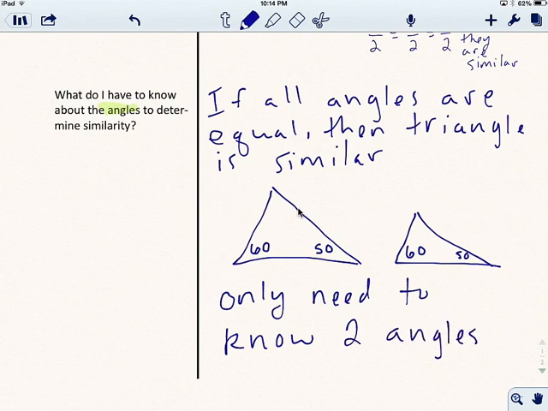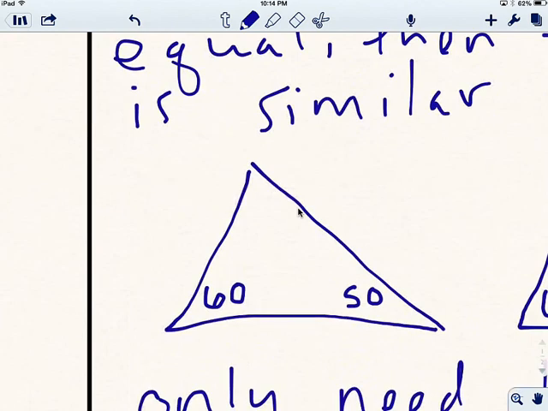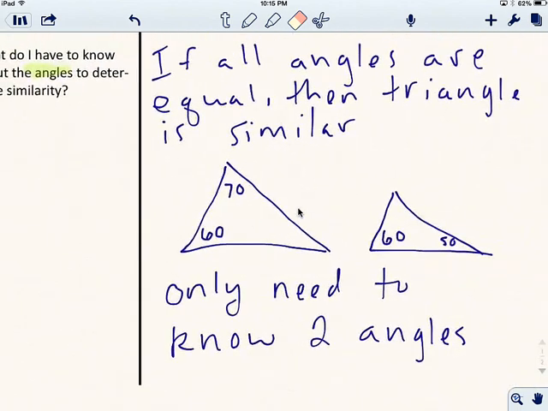Okay, now they're going to make it a little bit trickier, okay? And here's what they're going to do. They're going to give you, and this is in Khan Academy, all right? So I want to get you guys ready to do that Khan Academy. Here's what they're going to do. They're going to give you 60 and 70, and then they're going to give you 60 and 50. So they're going to give you something that looks just like these two triangles. And so obviously, the two angles listed in the two triangles are not the same right now. One has 60 and 70, the other has 60 and 50.